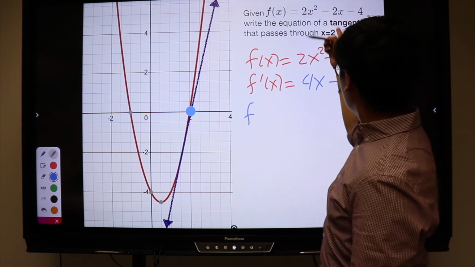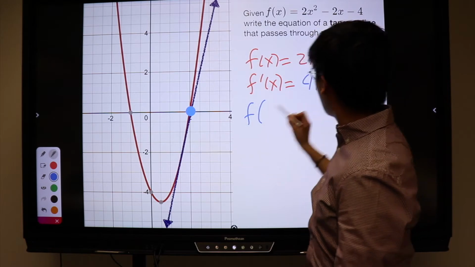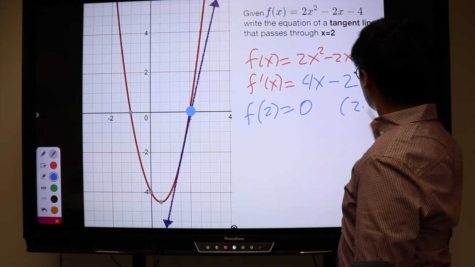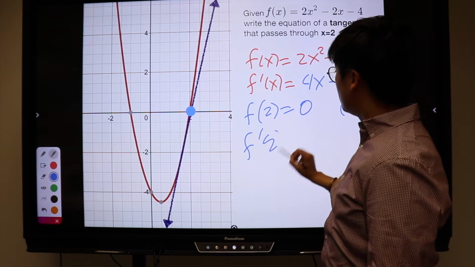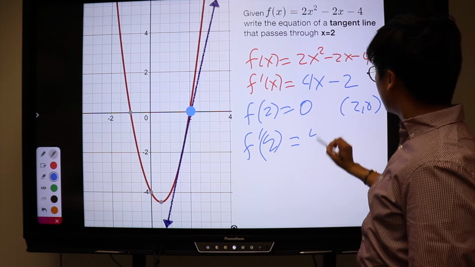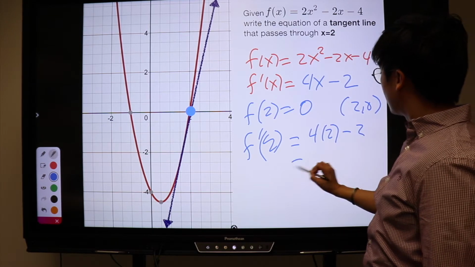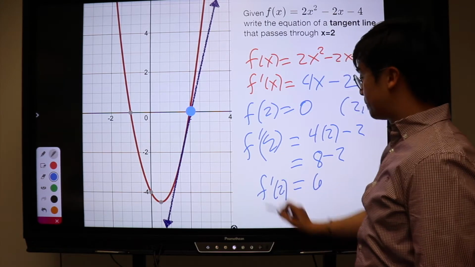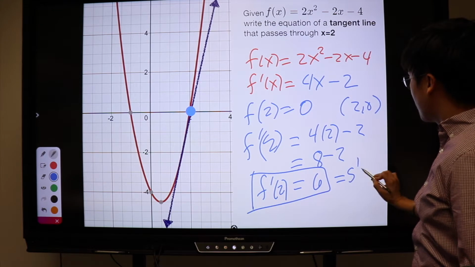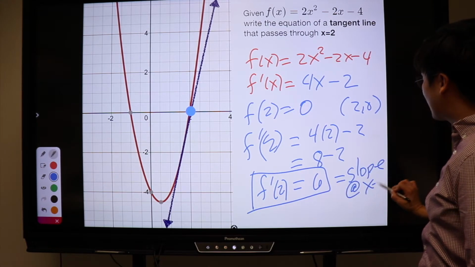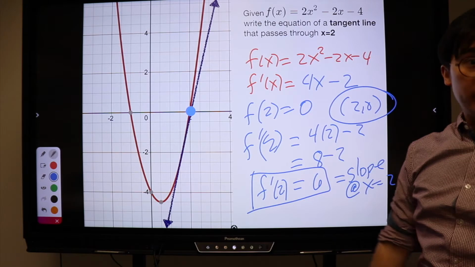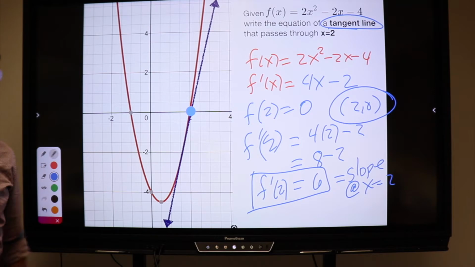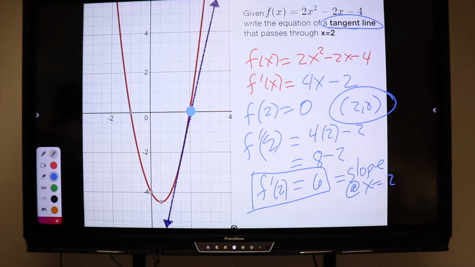We can find the slope of the tangent line because we know that f of 2 is equal to 0. And now f prime of 2 is equal to the slope at x equal to 2 and your point. And now you can write the equation of the tangent line easily. So that is the reason why you're finding the derivative of a function.